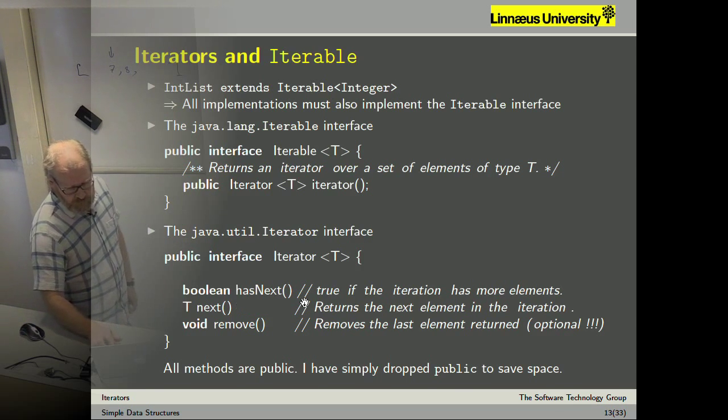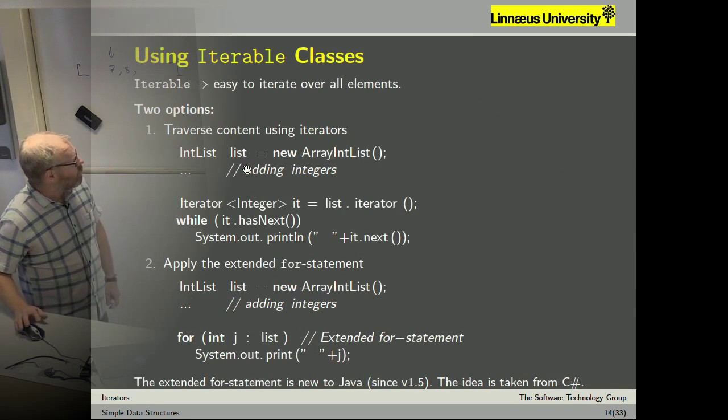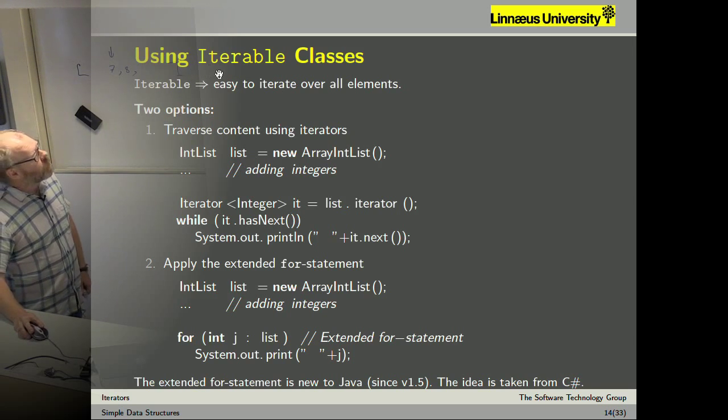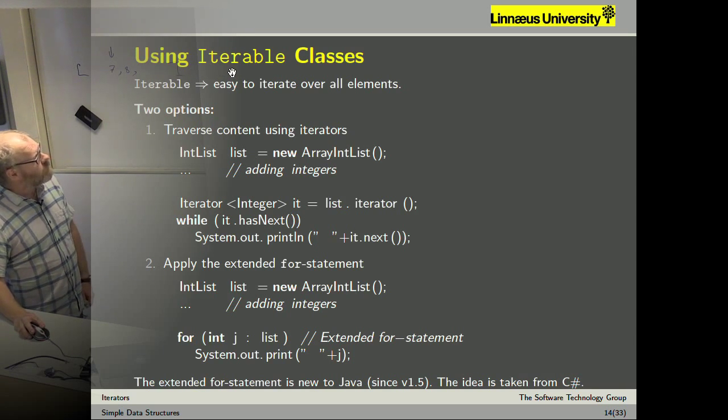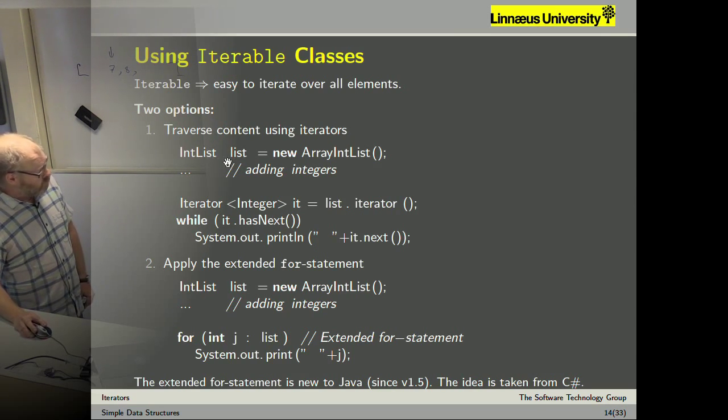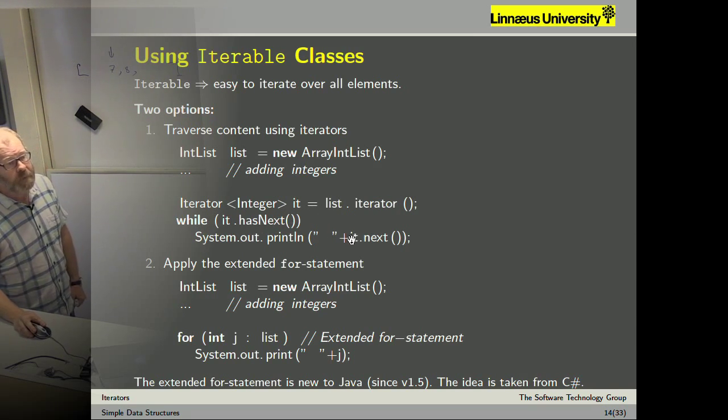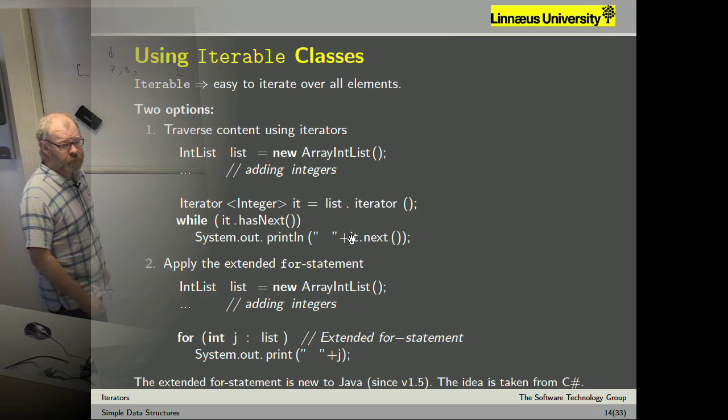So, in my array-based iterable class here, I said if it is iterable, it must contain a method called iterator, and I can use it in this way. I create a new instance of my class. I'm adding a number of integers to it. I can ask it, give me your iterator, and I can use this hasNext approach to iterate over it.